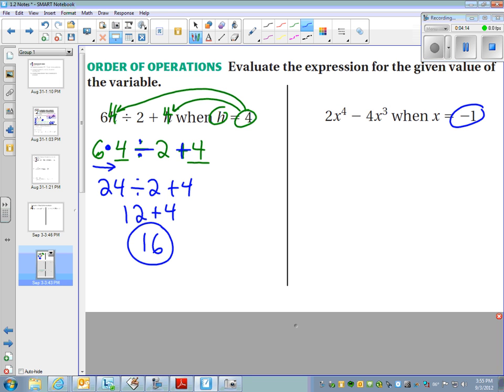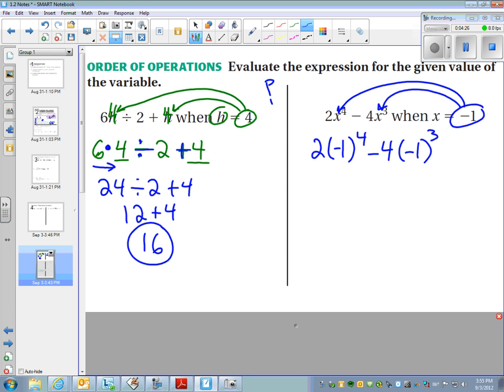Same deal here, wherever we see the variable, put a -1, so put a -1 there, put a -1 there, so we got -1 to the 4th, minus 4, -1 to the 3rd. So again, please excuse my dear Aunt Sally. So we know that exponents come first. So -1 to the 4th is -1 times -1 times -1 times -1, so 4 times.